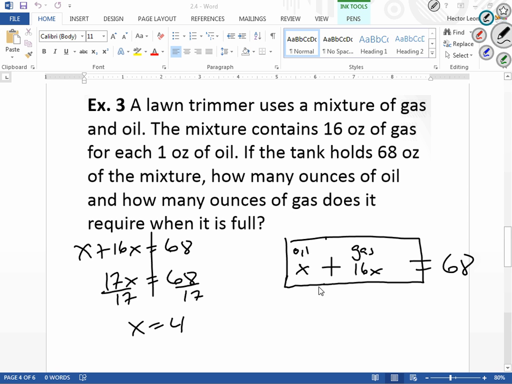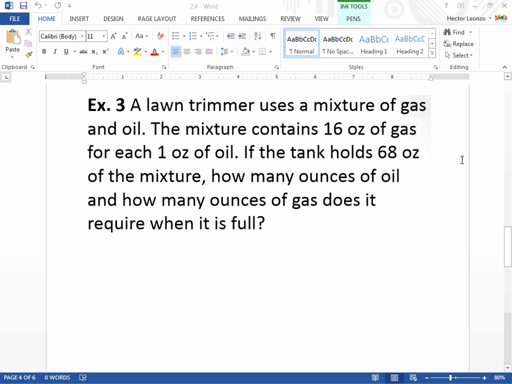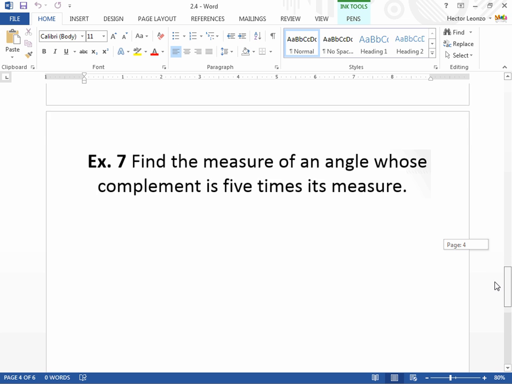So I'm just going to write oil, I have 4 ounces, because I know the value of x is 4. Gas, 16 times 4 is 64 ounces. Just to double check, is 4 plus 64 equal to 68? Yes. So, okay, there you go. Okay, draw if possible.